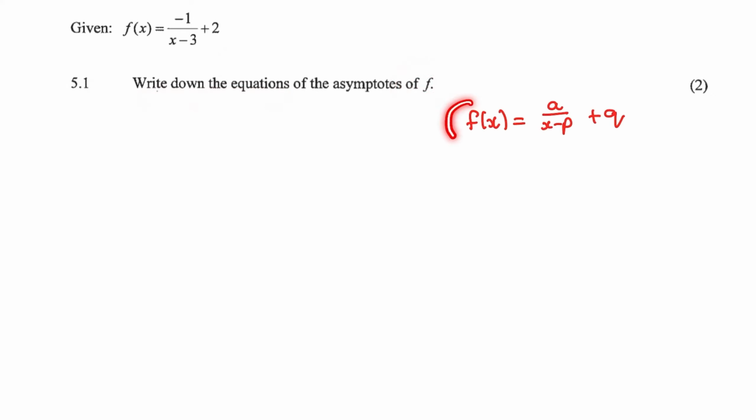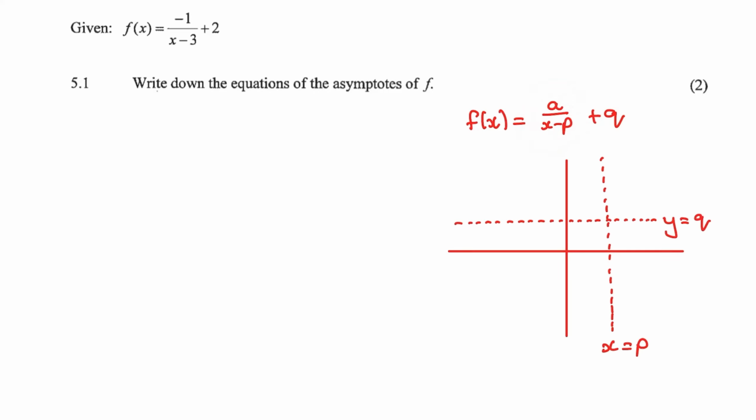So the standard equation of this function is f(x) is equal to a over x minus p, plus q, where q represents the horizontal asymptote and p represents the vertical asymptote. So from this equation, we can read off the p and q value to find the asymptotes. So the equations of the asymptotes are y is equal to 2, because that's the q value, and x is equal to 3, because that's the p value.